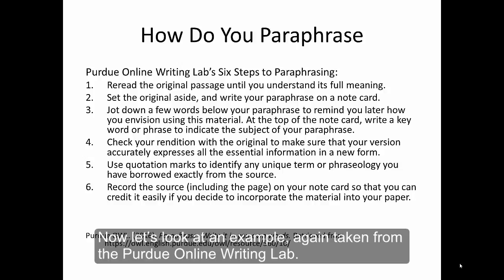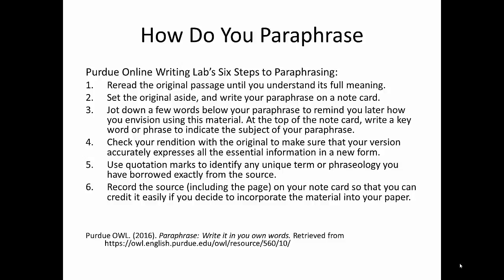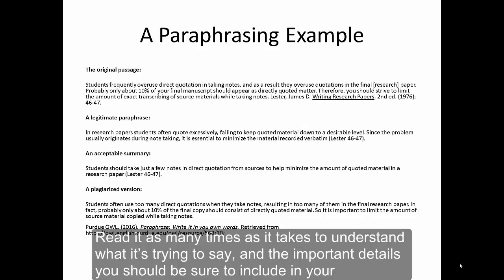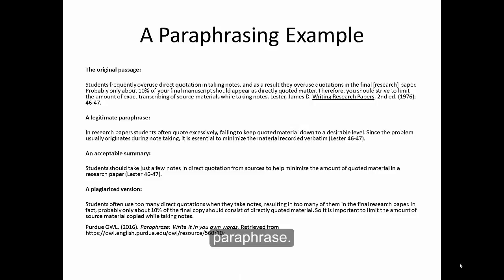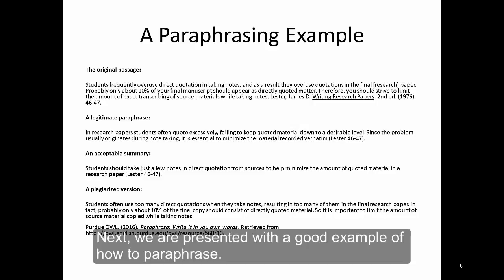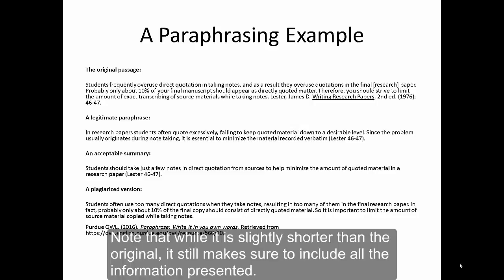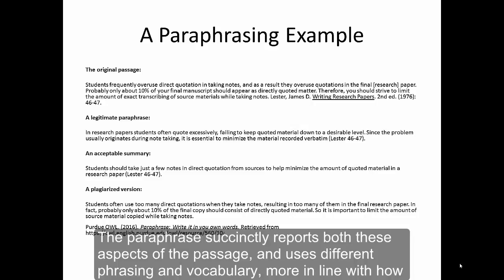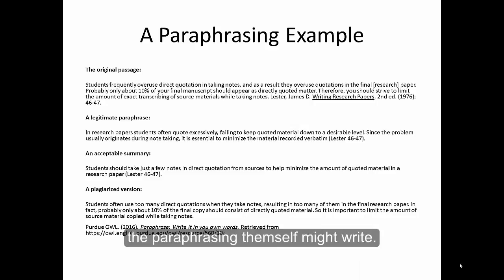Now, let's look at an example, again taken from the Purdue Online Writing Lab. First, the original passage. Read it as many times as it takes to understand what it's trying to say and the important details you should be sure to include in your paraphrase. Next, we are presented with a good example of how to paraphrase. Note that while it is slightly shorter than the original, it still makes sure to include all the information presented. The original presented a problem and then a solution. The paraphrase succinctly reports both these aspects of the passage and uses different phrasing and vocabulary more in line with how the paraphrasing writer themselves might write.